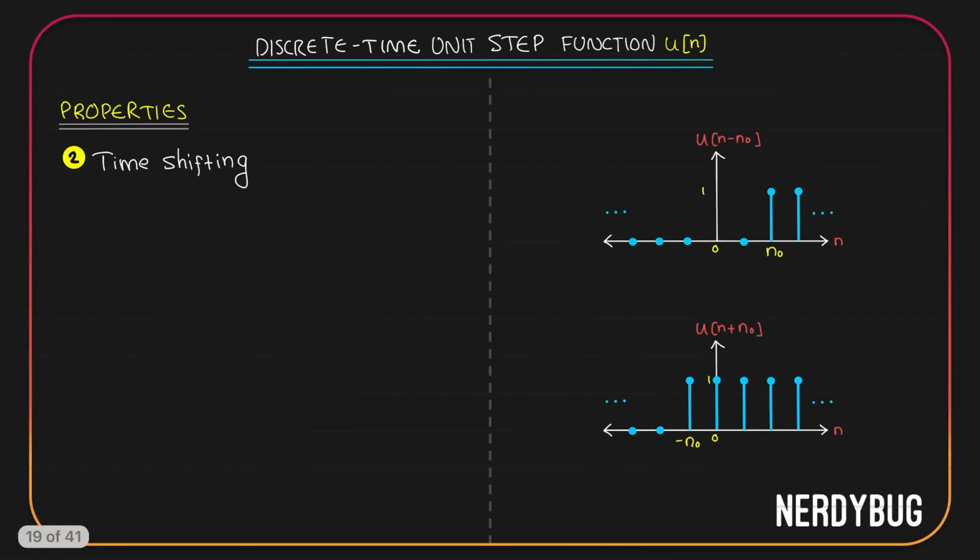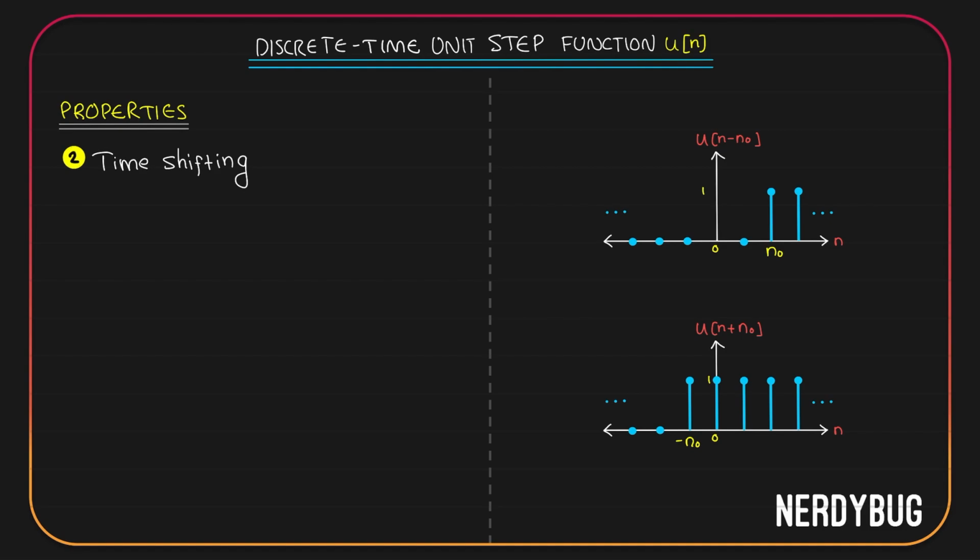The next property is time shifting. If we are taking u of n minus n naught, our signal will shift n naught units towards the right. So now up until n naught minus 1, we will have 0 everywhere. From n naught, we have 1. Similarly, u of n plus n naught is u of n shifted n naught units towards the left. Up until minus n naught minus 1, we have 0. After that, we start getting 1.